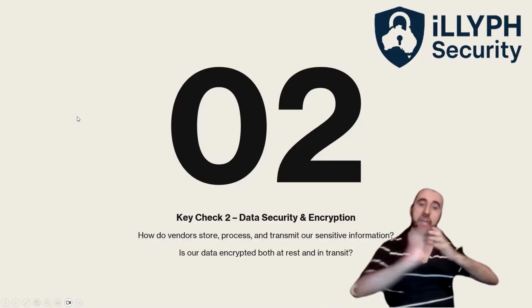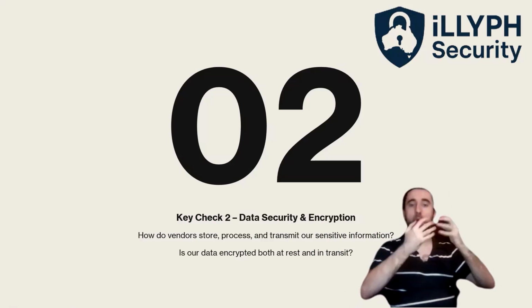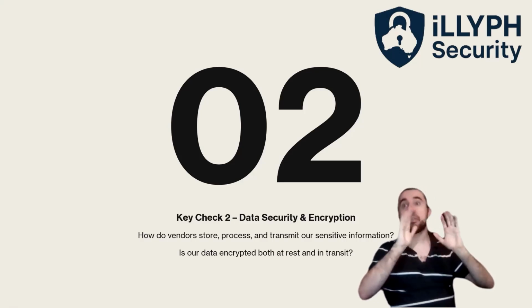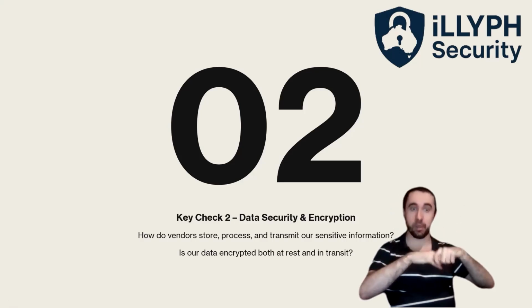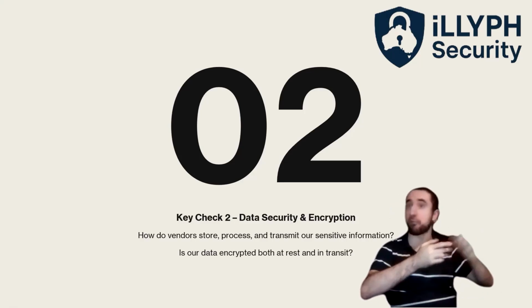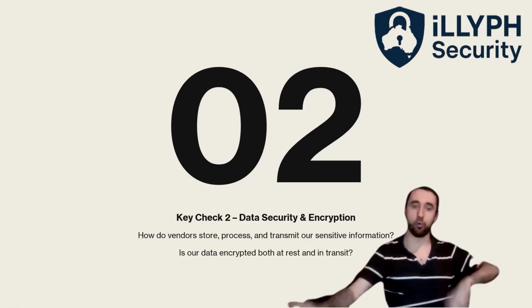The second key check is data security and encryption, which revolves around data protection. So we need to know what information the vendor receives, where that information is stored, who can access it, and how long the information is kept. Sensitive data and confidential information has to be encrypted while it's stored and while the information is being sent. We also want to understand whether the vendor separates the data from other customers, whether they have secure deletion practices, and whether they can prove that data is protected across its full life cycle.